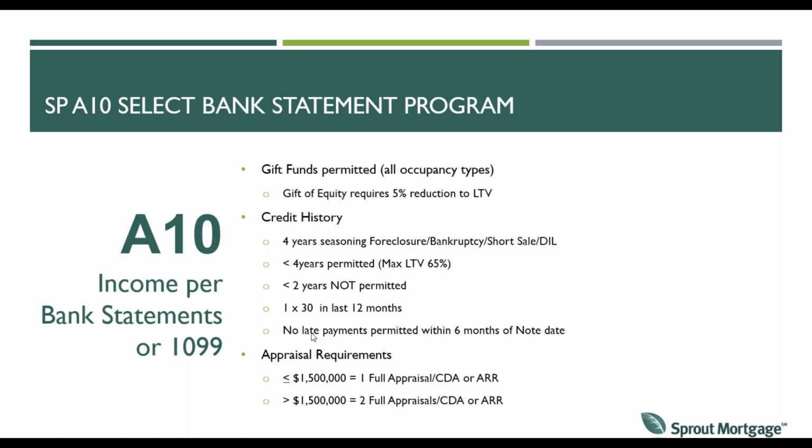Credit history, way lighter. 4 years seasoning on a BK or foreclosure, but if you have at least 2 years, we will go to 65%. So you need 2; 4 will give you the full LTVs. We'll allow 1 times 30 in the last 12 months, but nothing in the last 6. Here are your appraisal requirements. It's 1 at $1.5 million.